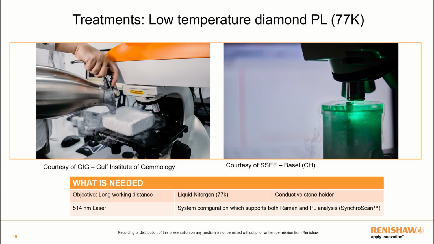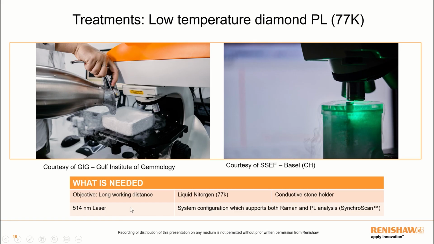because the evaluation of the treatment is not only objective but it's also based on repeated experience on a series of certified standards. But generally speaking, we can say that a long working distance objective is needed. It can be a ×5 or it can be a ×50 long working distance, but what is important is that it works far from the liquid nitrogen.